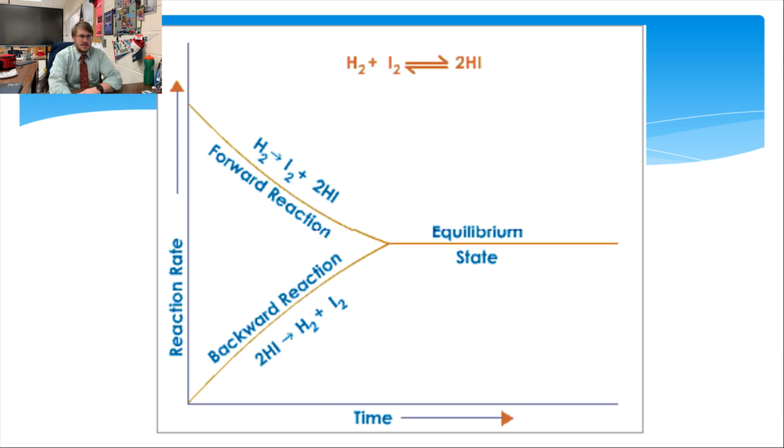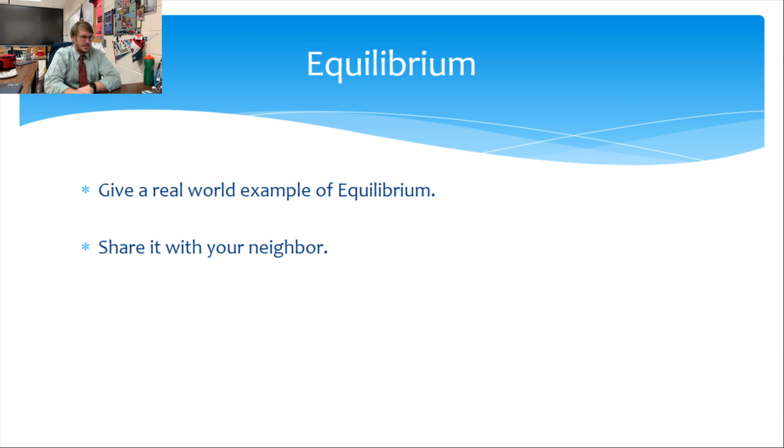Eventually, the forward reaction can equal the reverse reaction until you reach this equilibrium state. Here's a little graph that demonstrates this: as time goes on, the forward reaction is happening at a decreasing rate, and the backward reaction is happening at a decreasing rate, until they meet in the middle and they're happening at the same rate.